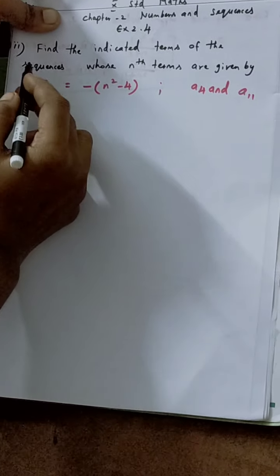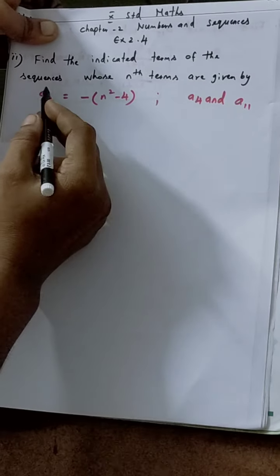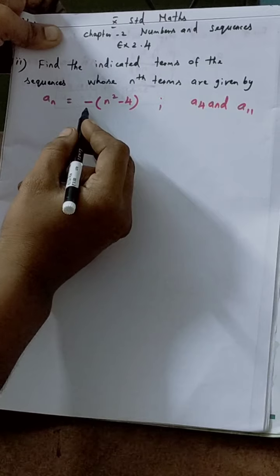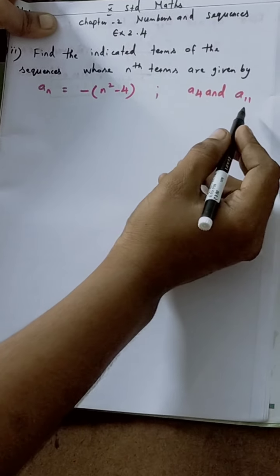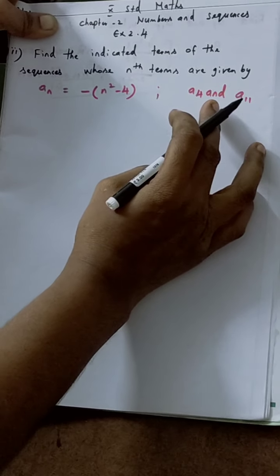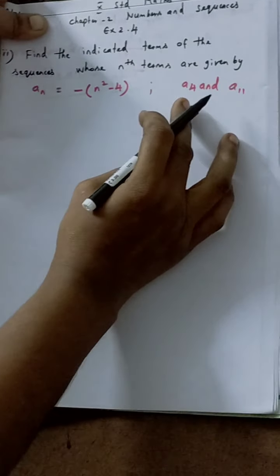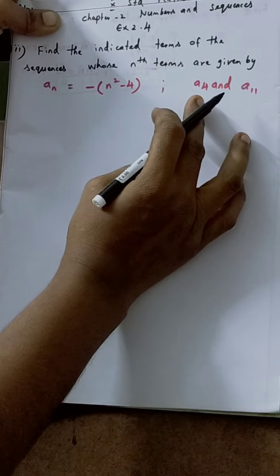In this class, second question: find the indicated terms of the sequences whose nth terms are given by a_n equals minus within bracket n square minus 4, a4 and a11. The middle terms only are given, a4 and then a11, not the continuation terms. So we only need to find those terms of this question.